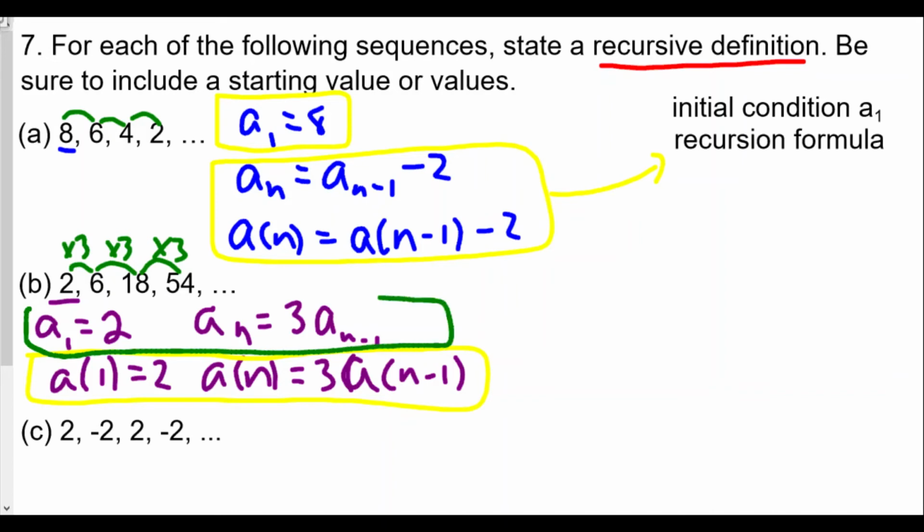And I'll probably change the subscript for this one, as a1 equals 8 for the top one, just to make sure we have the same consistency. Okay? All right.